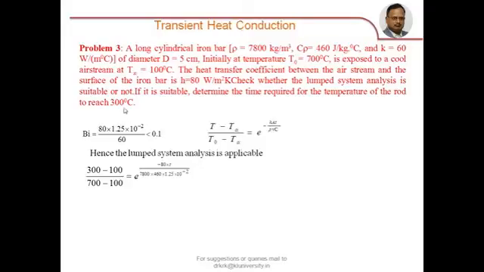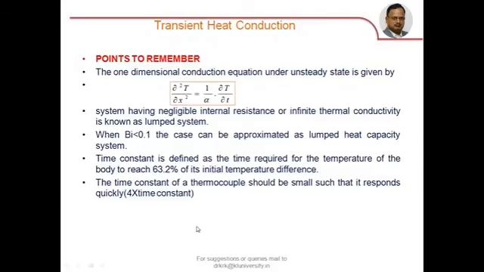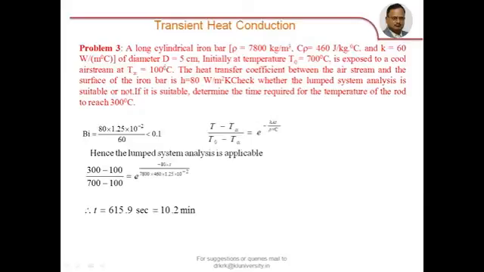The temperature you are asked to reach is 300 degrees centigrade. Initially it is at 700, and the environment is at 100. So T minus T infinity by T naught minus T infinity equals e power minus hAt by rho VC, and that will give you t equal to 615.9 seconds or 10.2 minutes. So this is the third problem, one with reference to a cylinder.